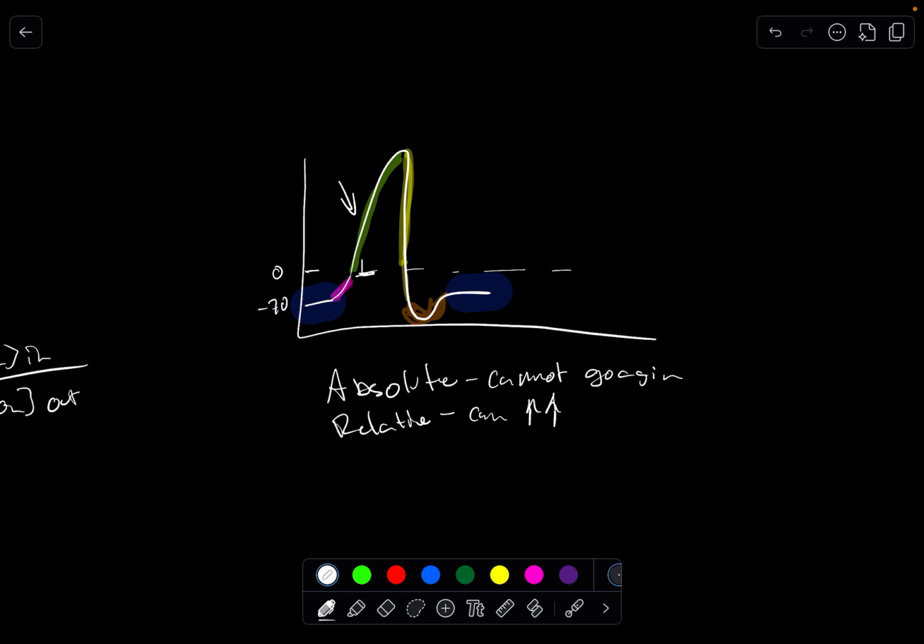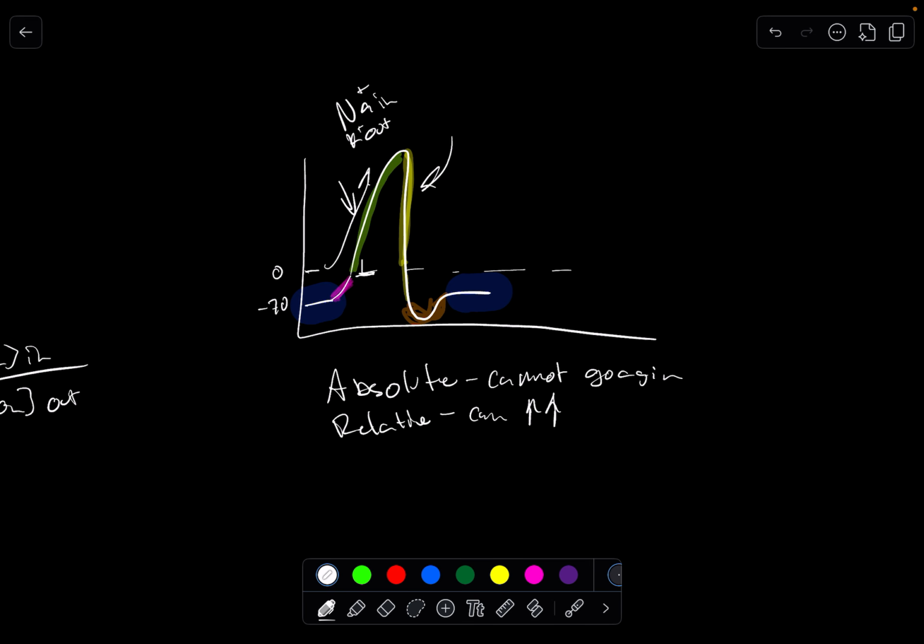So right here in the rising phase, we've got sodium rushing into the cell, right? Sodium in. We've got potassium rushing out. Okay. But the sodium is going faster than the potassium. So that's why we've got an increase in our millivolts, right? It becomes less negative, more positive.